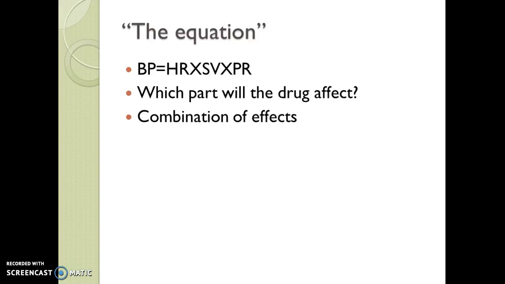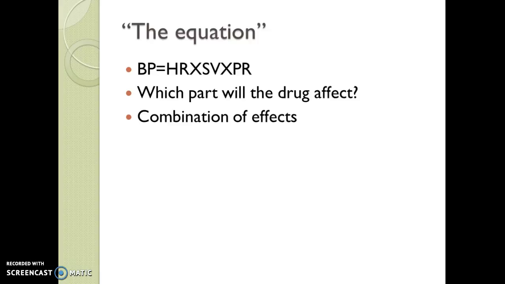So, as a refresher, the equation: blood pressure equals heart rate times stroke volume times peripheral resistance. We're going to think about which part of this equation the drug is going to affect, and we're going to consider over time with this patient and others that we're going to look for a combination of effects, so that it's like juggling balls in the air.